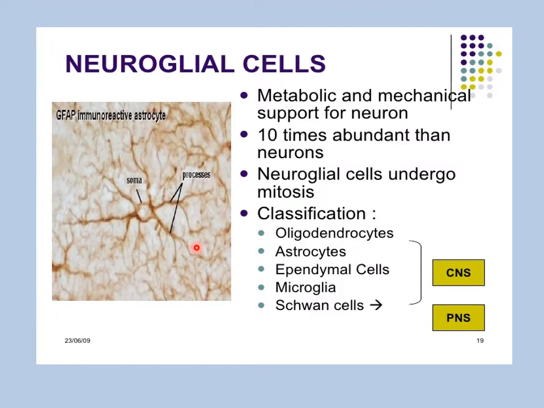So there are different types of the cells which are present in the neuroglial tissue. In the central nervous system, the neuroglial cells are the oligodendrocytes, the astrocytes, the ependymal cells, and the microglia, whereas in the peripheral nervous system, they are the Schwann cells and the satellite cells.